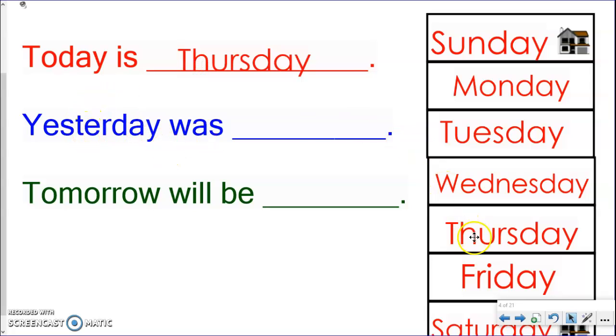Yesterday was, today is Thursday. Yesterday means the day before, it was Wednesday. Tomorrow will be, here's Thursday, tomorrow is Friday. Fun Friday tomorrow. All right, let's go up to the red sentence and read with me. Today is Thursday. Yesterday was Wednesday. Tomorrow will be Friday.